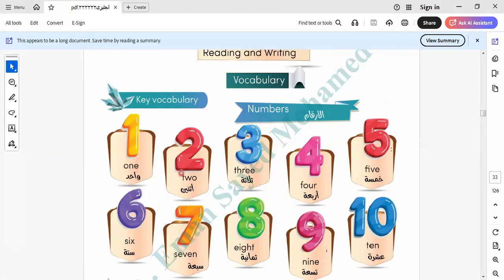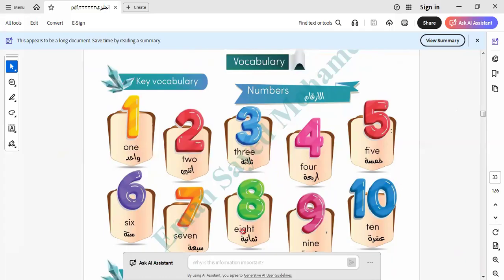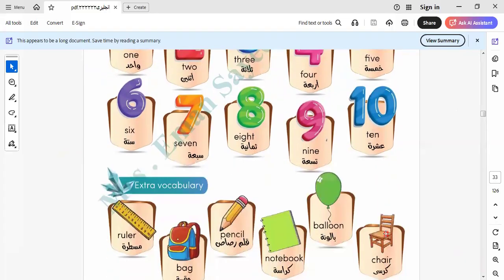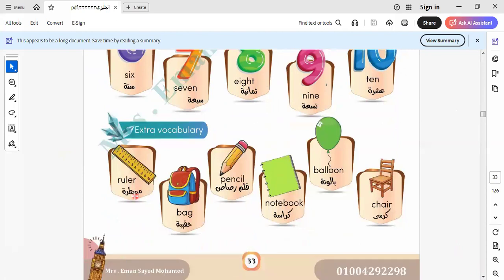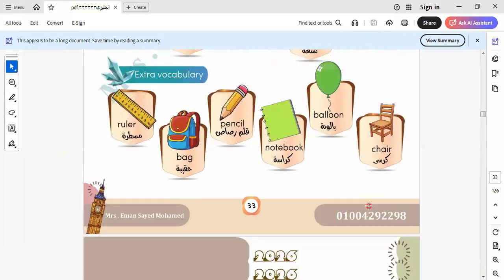Here we have 1, 2, 3, 4, 5, 6, 7, 8, 9, 10. Here we have some vocab. Let's learn it together. We have here ruler, bag, pencil, notebook, balloon, and chair.